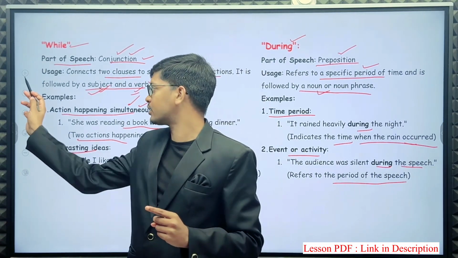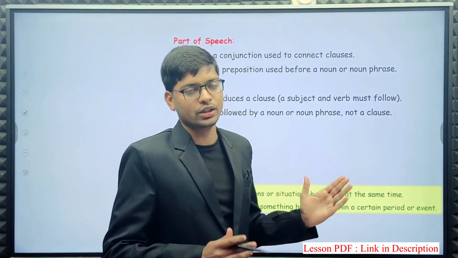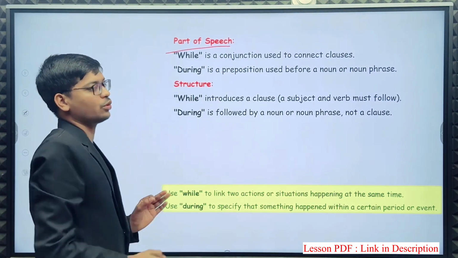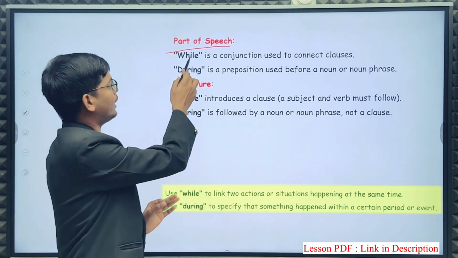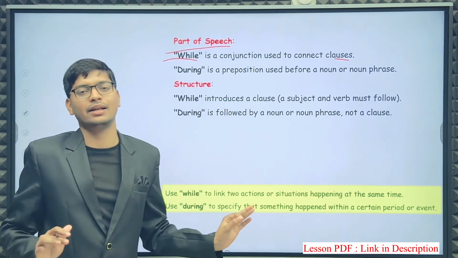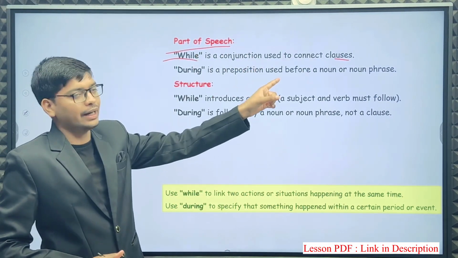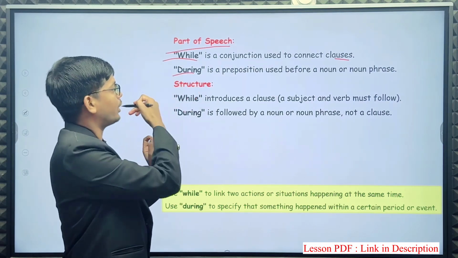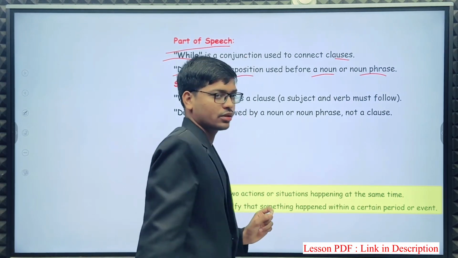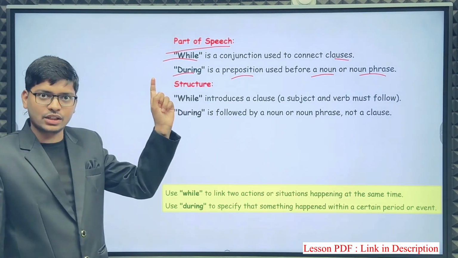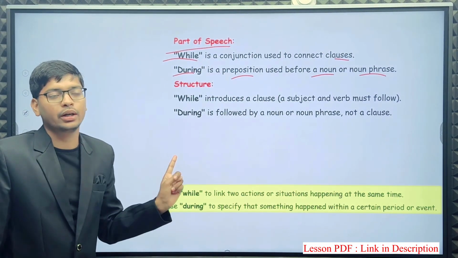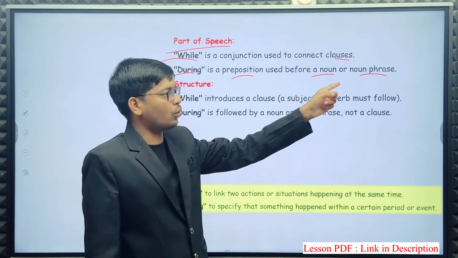So let's see the key differences. First, parts of speech. While is a conjunction used to connect clauses. During is a preposition used before a noun or noun phrase.